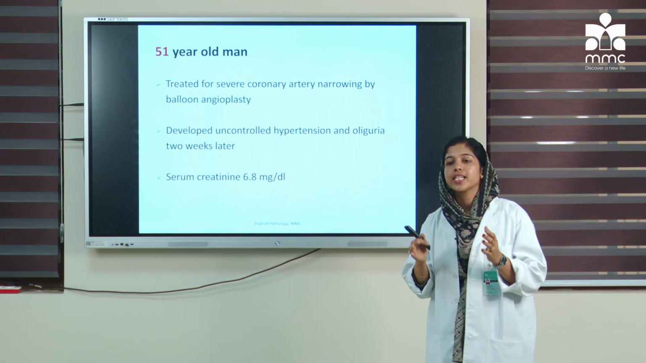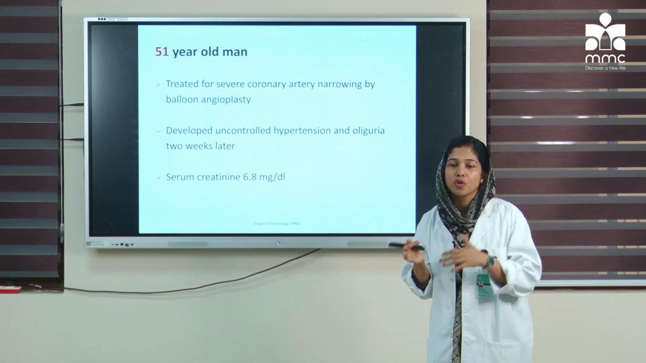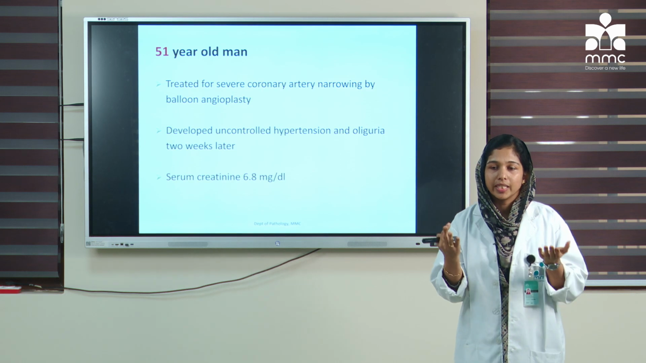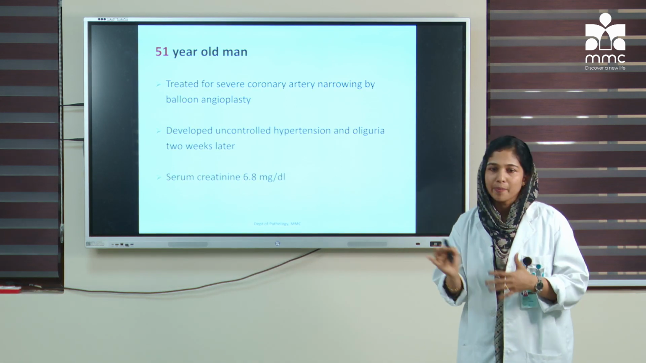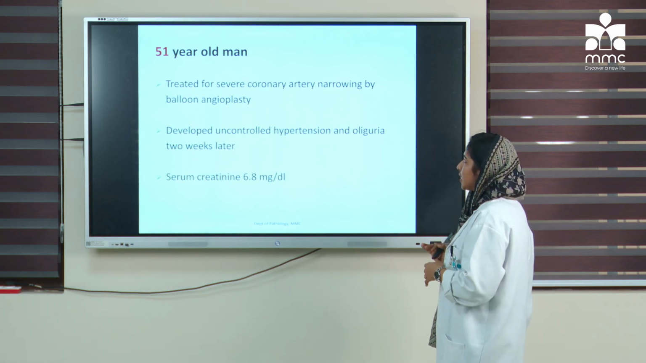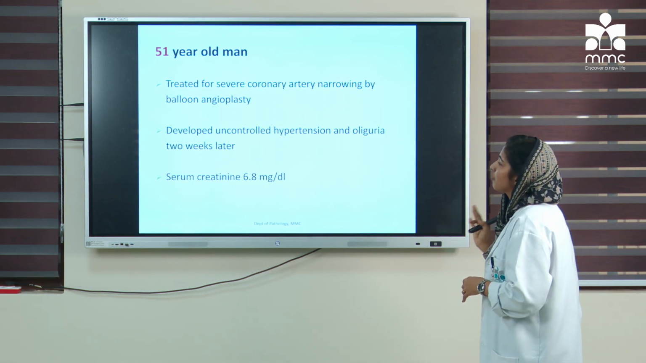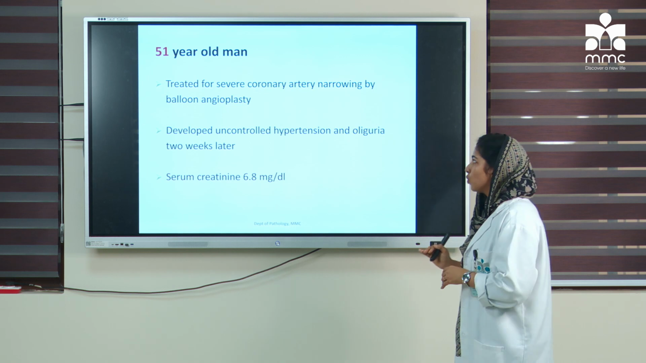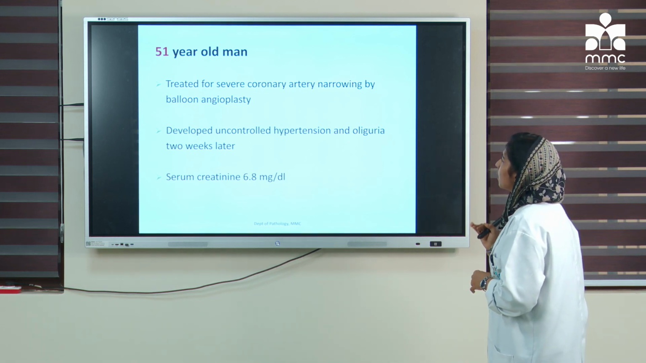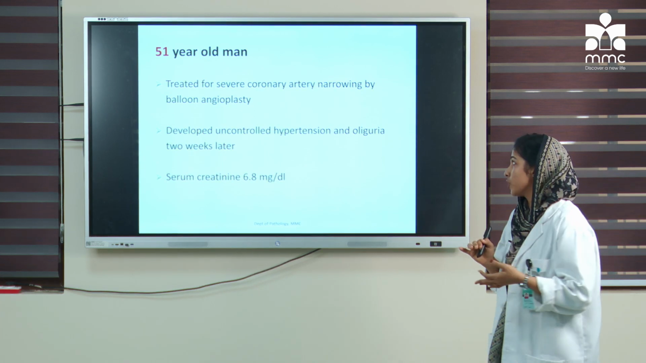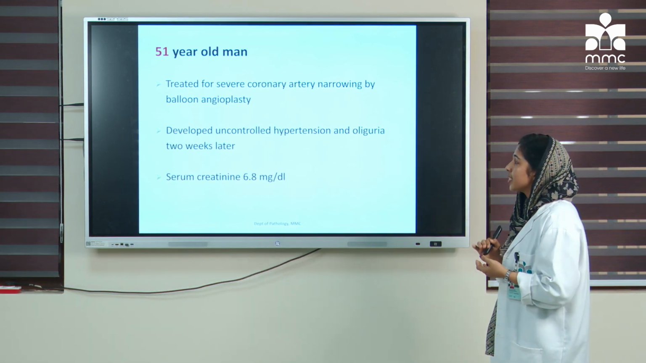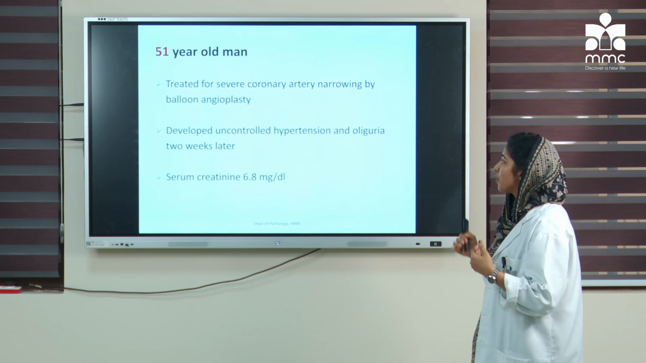Now, we will be discussing some clinical scenarios, okay, based on which you will be able to diagnose the clinical scenario, and we will be discussing the type of embolism associated, okay. So, let us see this case. It is a 51-year-old man, okay. He is treated for severe coronary artery narrowing, maybe because of severe atherosclerosis, and the procedure done is balloon angioplasty. But what happened to him?